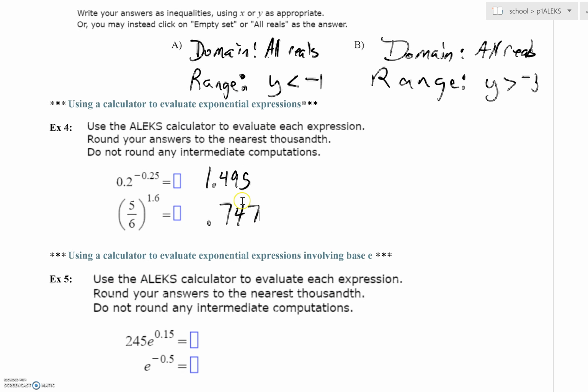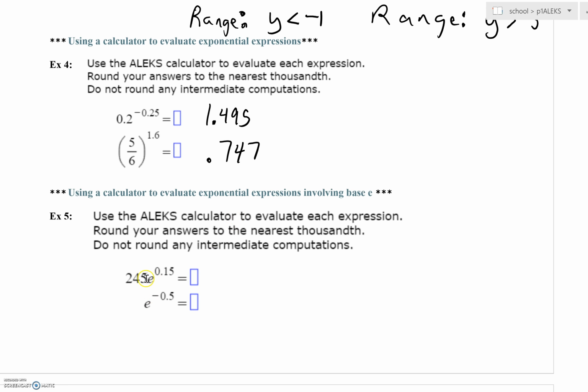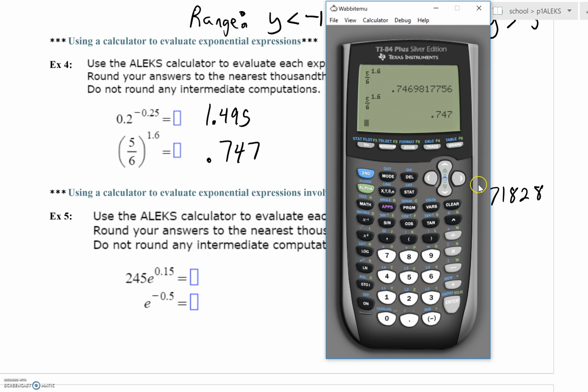0.747. Our last problems involve E. And E is a very special number. E is about 2.71828. It's a very special number in advanced mathematics, and very direct problem here. We're going to type in 245, but you'd wonder where E is. Look where the 4 button is. Just to the left of it is ln, but right above that is E and an X. We're going to go second and hit that button.